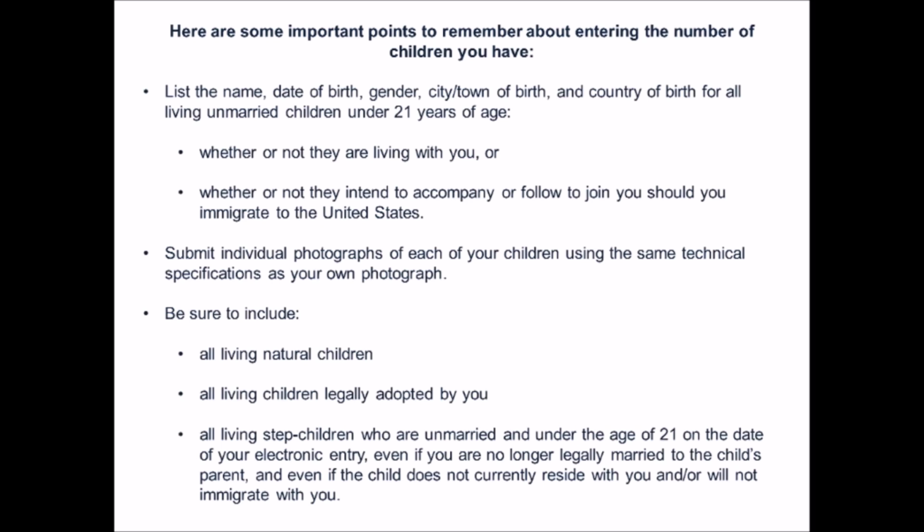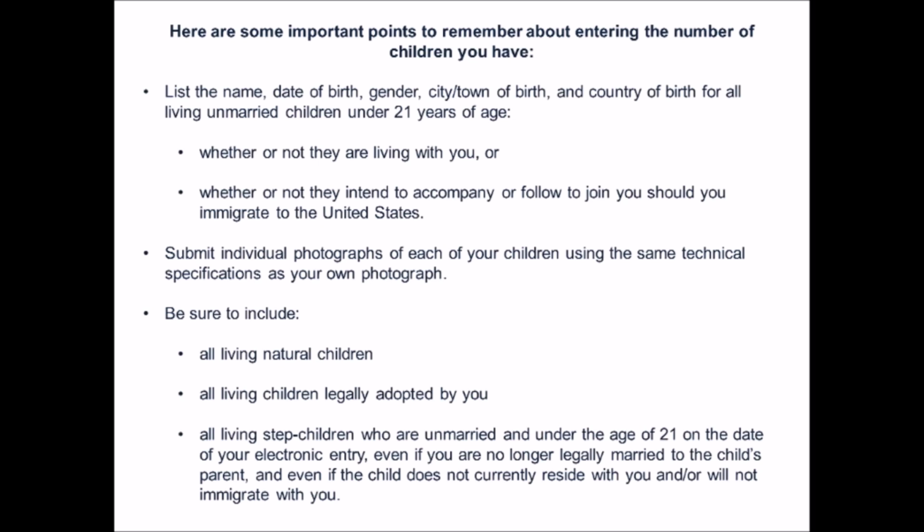List the name, date of birth, gender, city or town of birth, and country of birth for all living unmarried children under 21 years of age, whether or not they are living with you, or whether or not they intend to accompany or follow to join you should you immigrate to the United States. Submit individual photographs of each of your children using the same technical specifications as your own photograph.